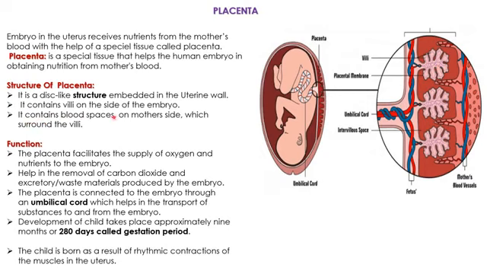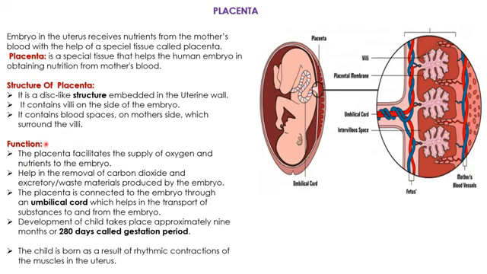Now it contains blood vessels on the mother side, and you can see the blood vessels here. And here you can observe there is no mingling of the child's and mother's blood, so they don't get mixed together, because there are many possibilities that the child may not have the same blood group as the mother. So the mother's blood and child's blood never get mixed.